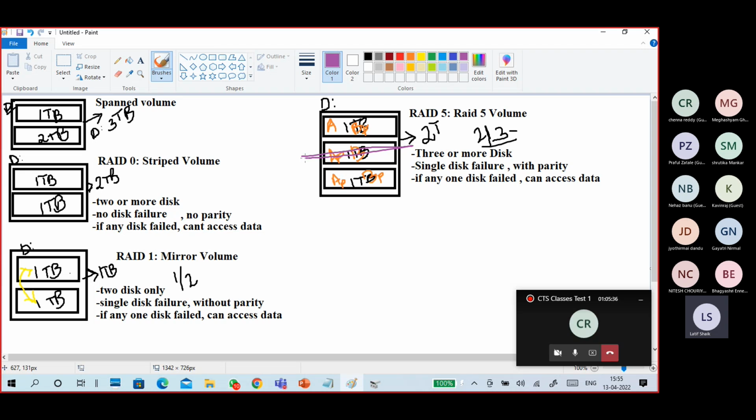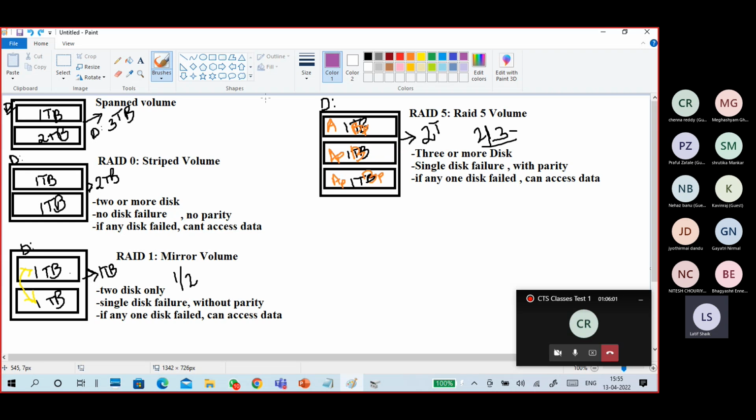What is the disk content? The old disk content will be regenerated automatically into the new disk. How is it possible? Because of parity.